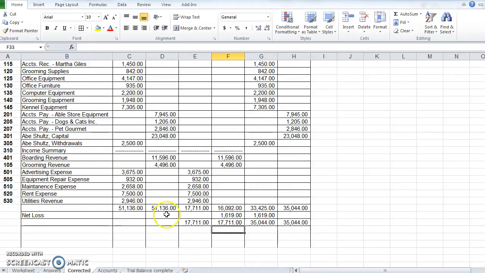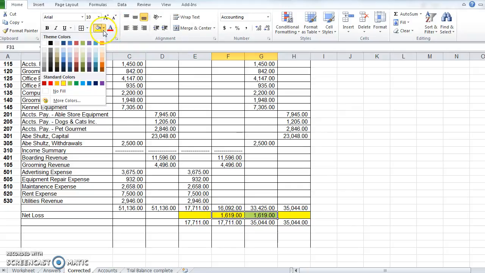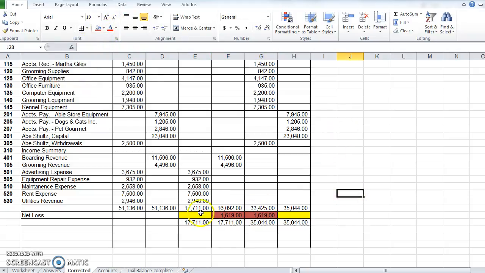And the only thing that you have to do is, if you notice, you have to skip a line, and write net loss or net income. And if there was a net income, you would be putting information in these two cells. All right, this is the net income. These two cells would be a net loss. So yellow net income, red net loss.